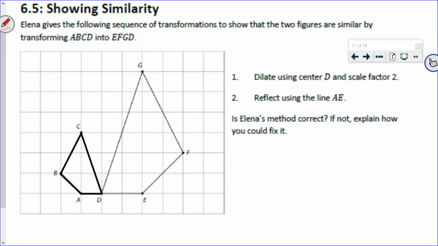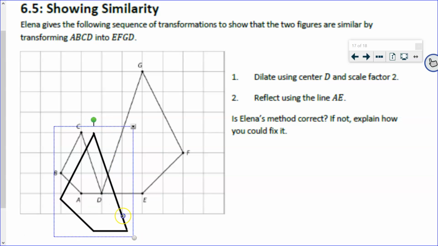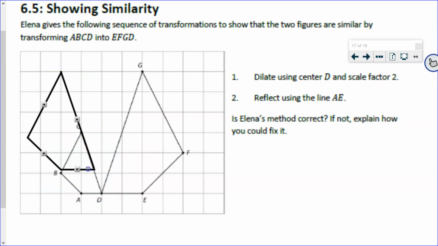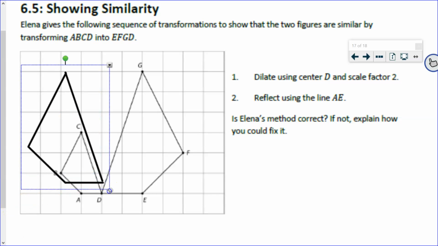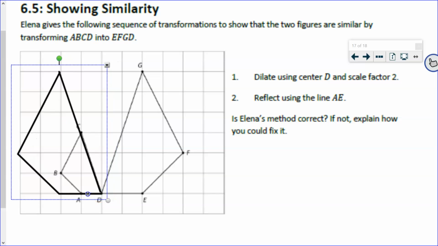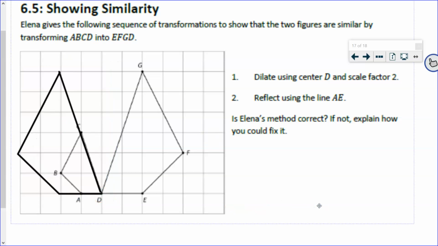All right, let's take a vote. Is Elena's method correct? Is it going to work? Why? Why isn't it going to work? Parker. Well, that's what she says, using line AE. So let's try and do what she says. She says dilate using center D and scale factor 2. So I'm going to do that. Come on, technology. Looks like I need to go a little bit more. All right, that's what the dilation would look like. Looks good so far, doesn't it?